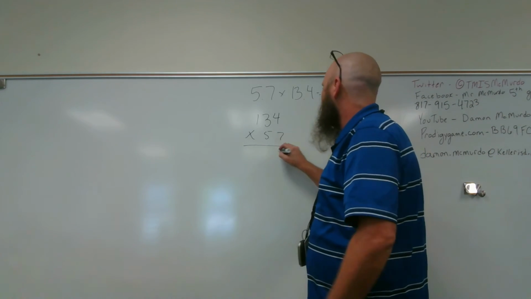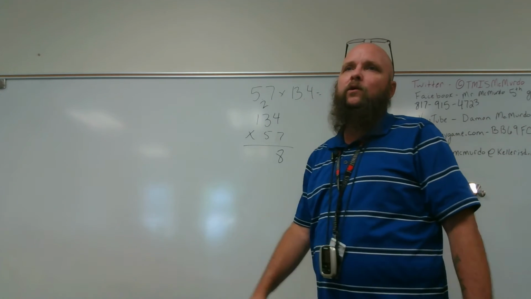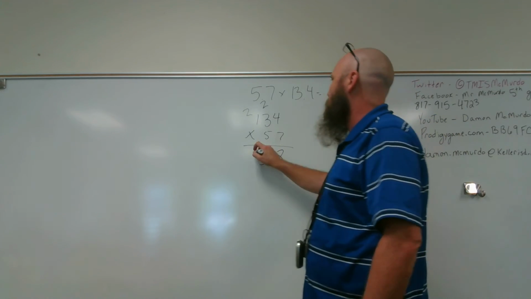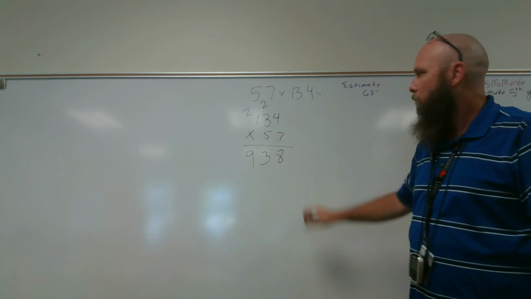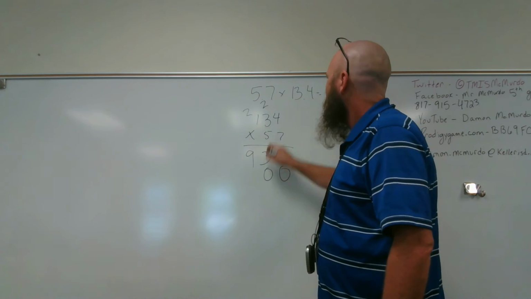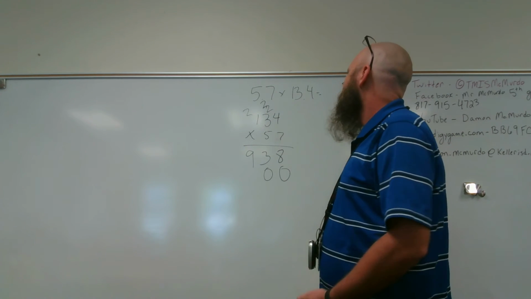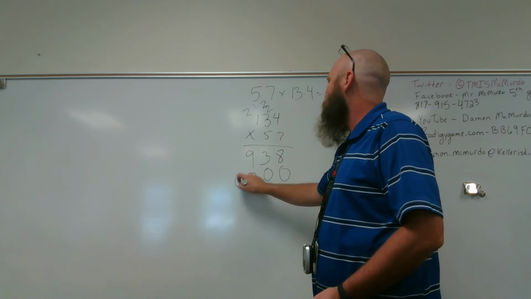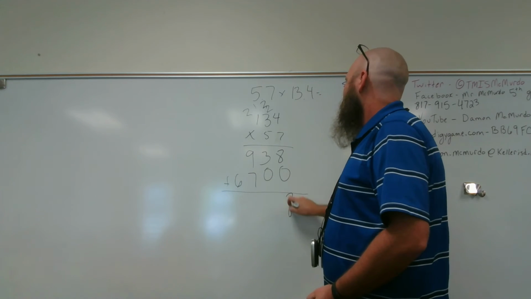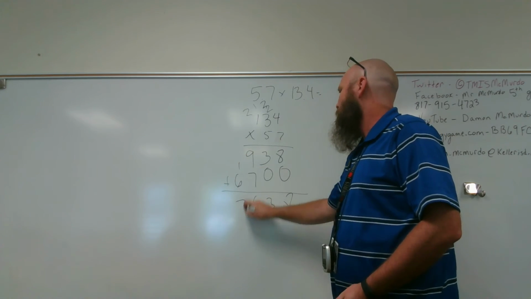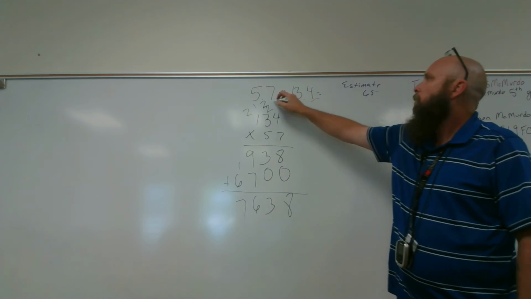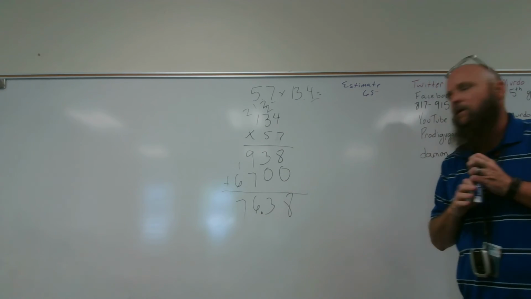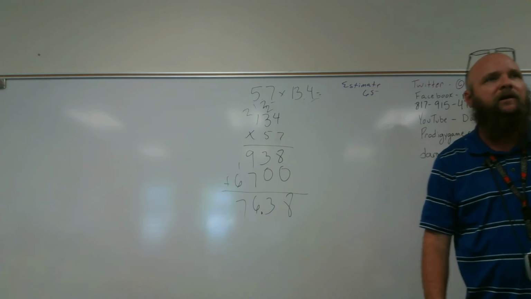7 times 4 is 28. 7 times 3 is 21 plus 2 is 23. Please follow and check with me. 7 times 1 is 7 plus 2 is 9. Speak up if I make a mistake. 0. 5 times 4 is 20. Carry my 2. 5 times 3 is 15 plus 2 is 17. 5 times 1 is 5 plus 1 is 6. 8, 3, 16. Go back here. There are 2 numbers behind my decimal point here, so there need to be 2 numbers behind my decimal point there. That's 76 and 38 hundredths.